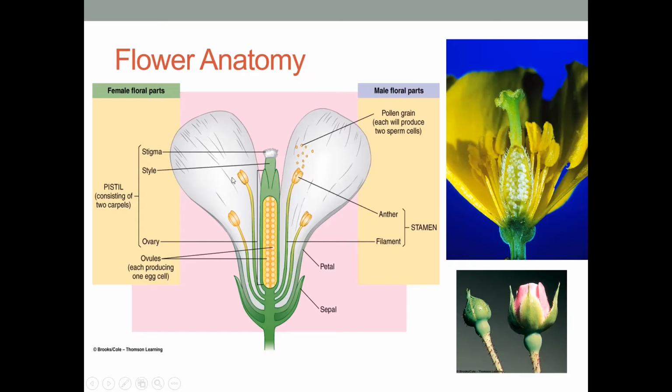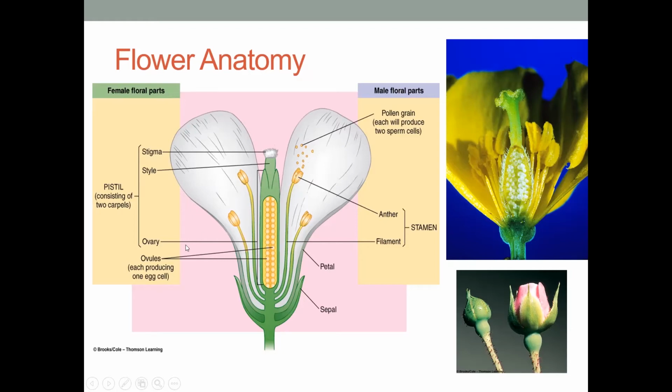With the female part, you have 3 structures that you should know. You have a stigma, which is sticky. The stigma is sticky because it's going to catch pollen. Then you have a style, which is a tube that connects this stigma to the ovary. And the ovary is the bottom part of the female pistil.